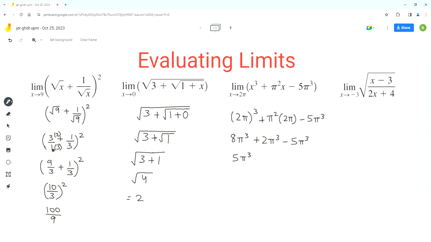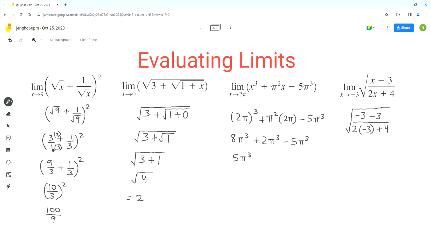Now in this one we can use the substitution method. So we can sub in x as negative 3. So we get the square root of negative 3 minus 3 in the numerator, because we are replacing x with negative 3, and in the denominator we do 2 times negative 3 plus 4.